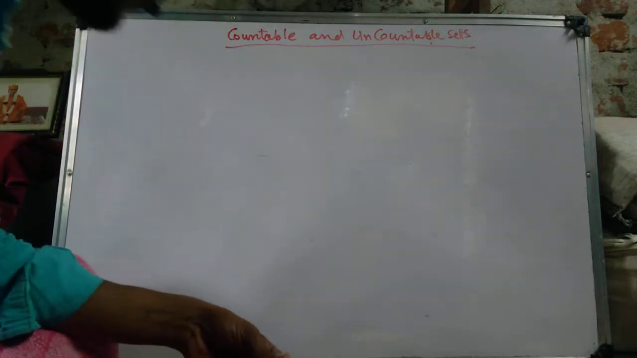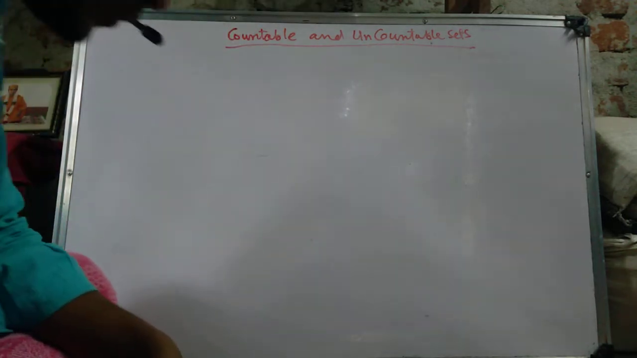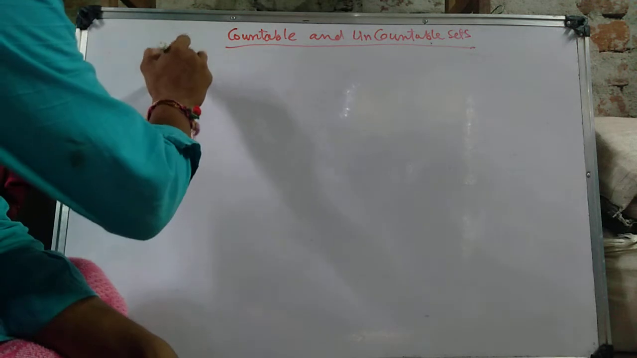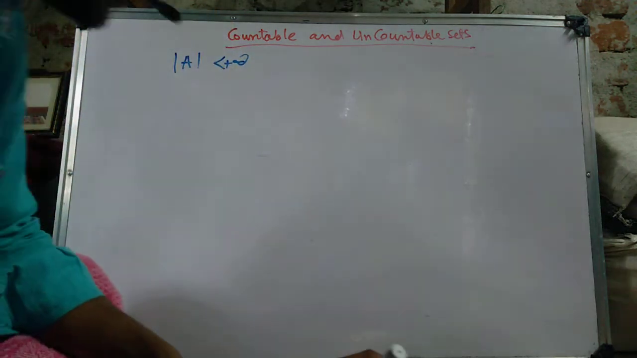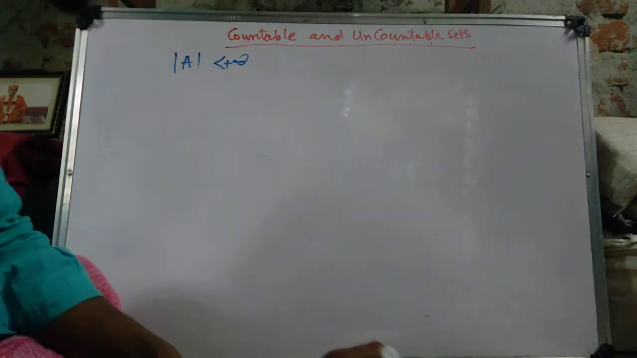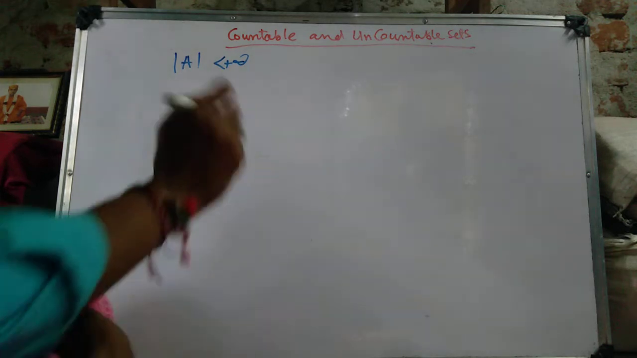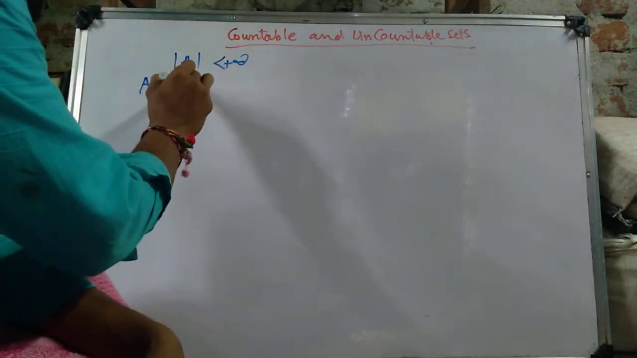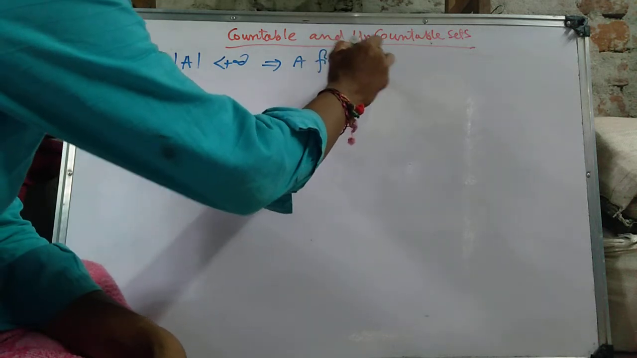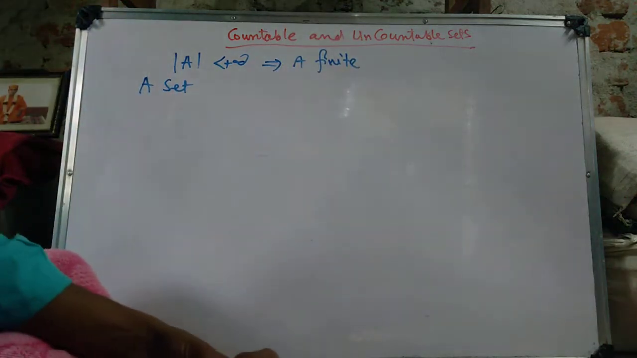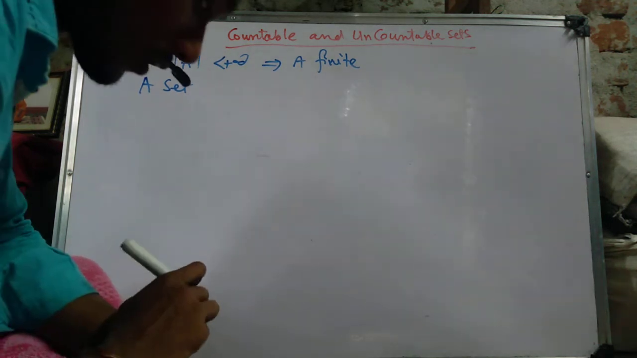One important topic in set theory: countable and uncountable sets. Which one do we call finite? A set A is called finite when the cardinality of A is less than plus infinity. Now if A is a finite set, then this implies A is finite. Obviously some properties are here, but now we discuss countable sets.